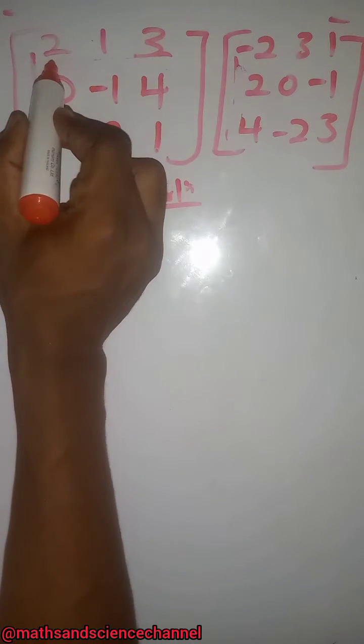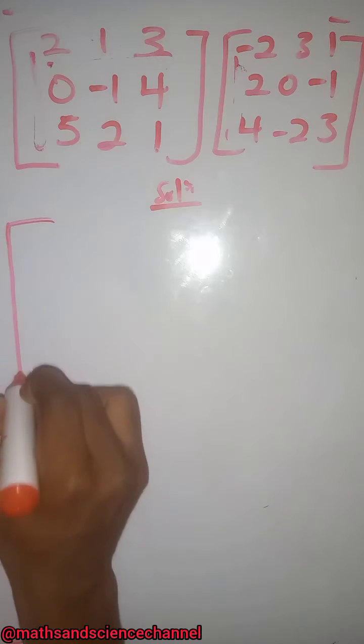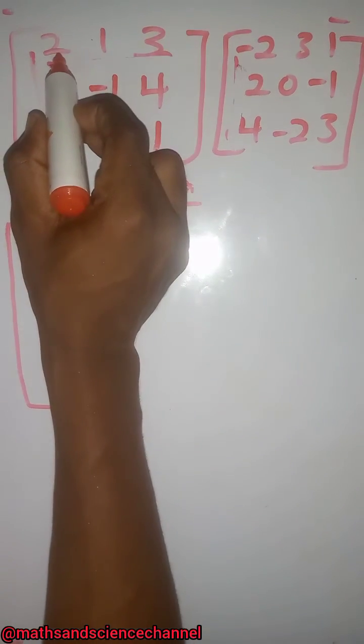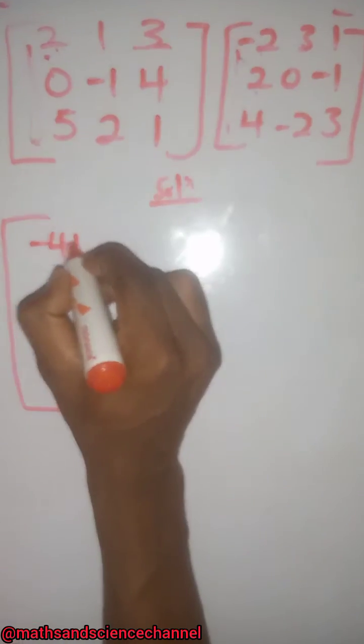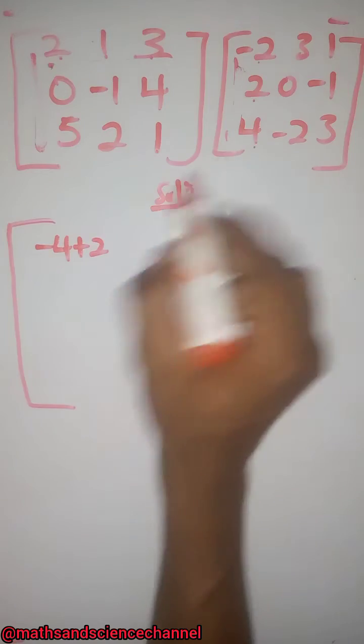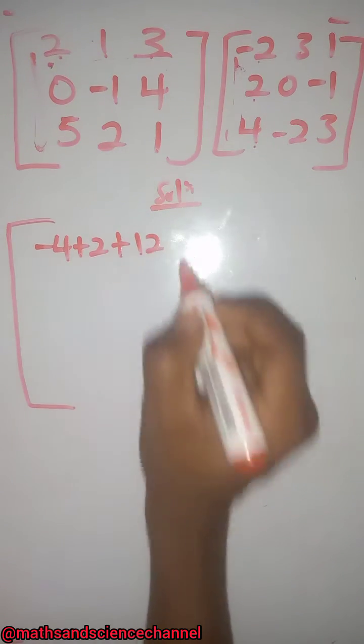So the first thing we are going to do is multiply the 2 here by the negative 2 here, which gives us negative 4. The 1 here by 2 here gives us positive 2. 3 here by 4 here gives us positive 12 in this case.